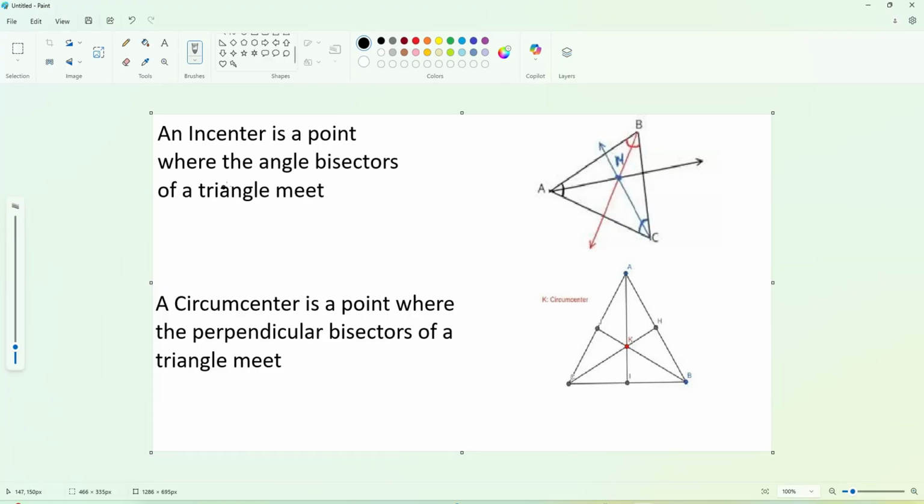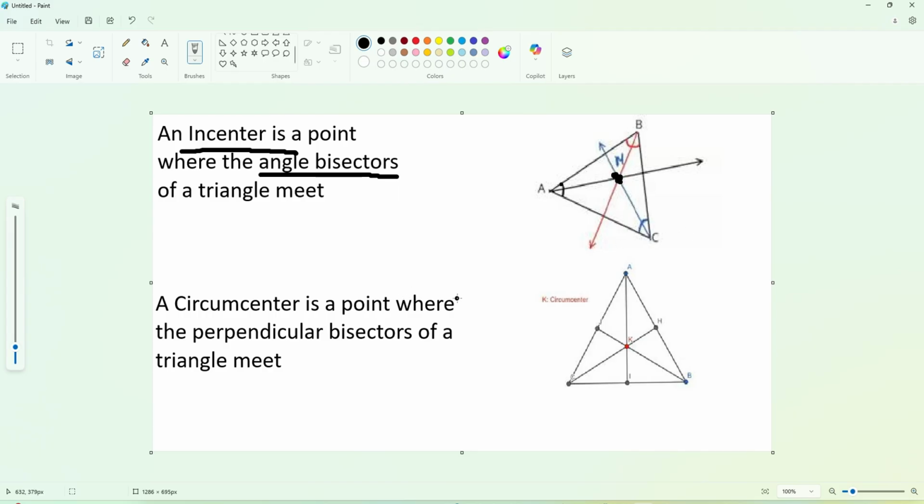Now on to our last two. An incenter is a point where all the angle bisectors of a triangle meet. As you can see, this is our angle bisector, another angle bisector, another angle bisector, that meet at one point here, which is the incenter.